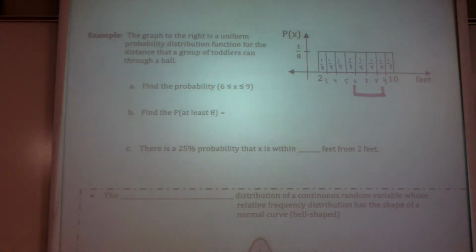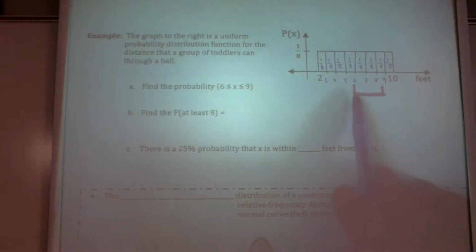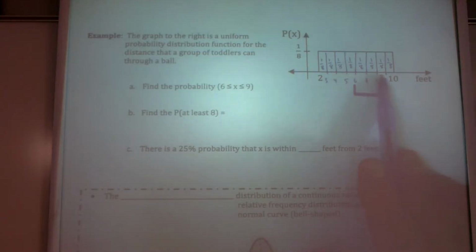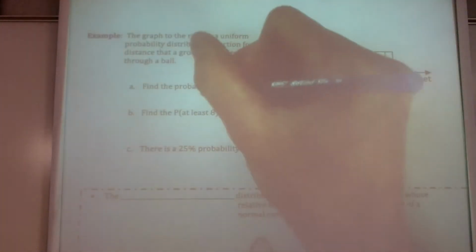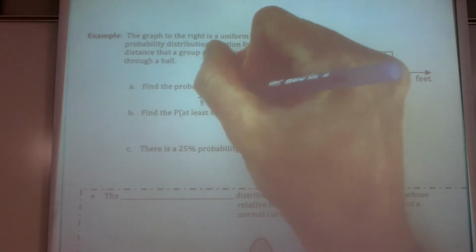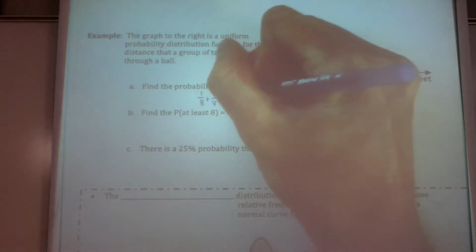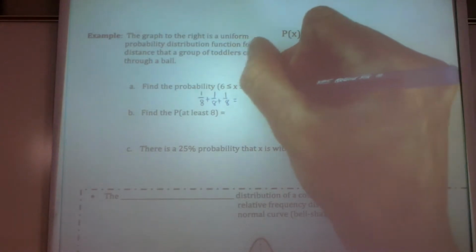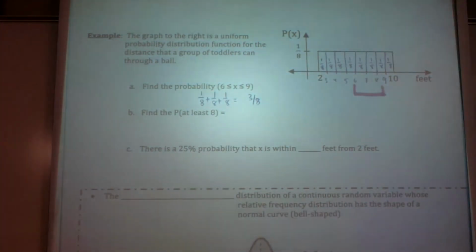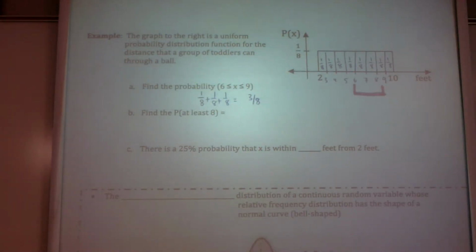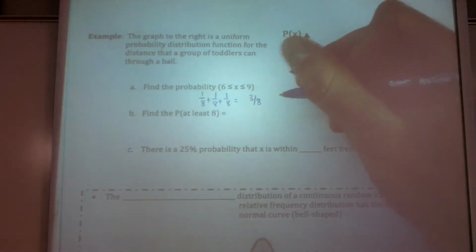Alright, now, our question is what's the probability that it is between 6 to 9? Well, let's add up these areas. Between 6 and 7 is 1/8, between 7 and 8 is 1/8, between 8 and 9 is 1/8. So if I just add up 1/8 3 times, I'm going to get that the probability of the toddler throwing it between 6 to 9 feet is 3/8, which is 0.375.